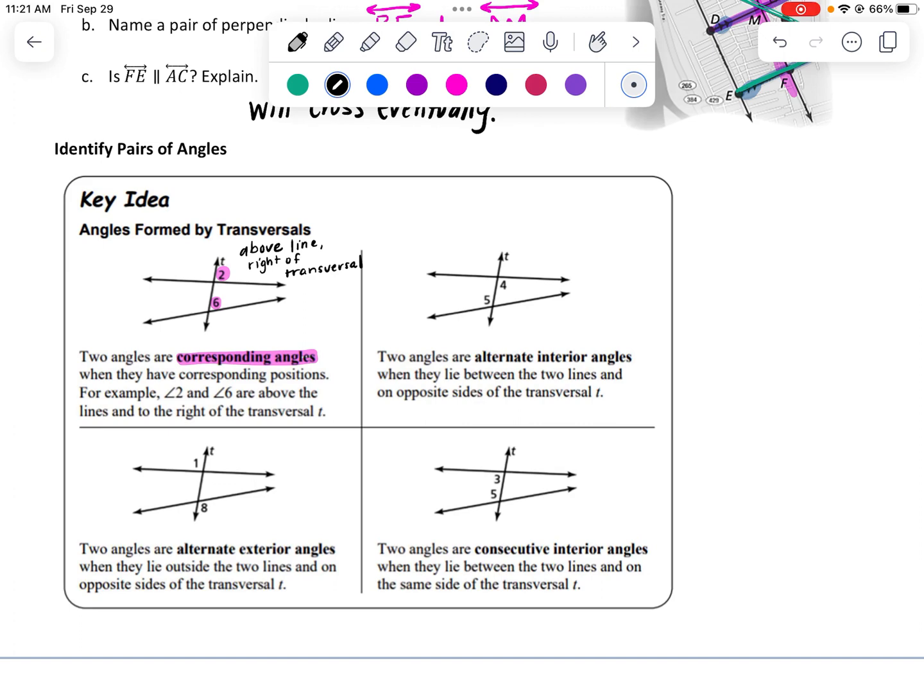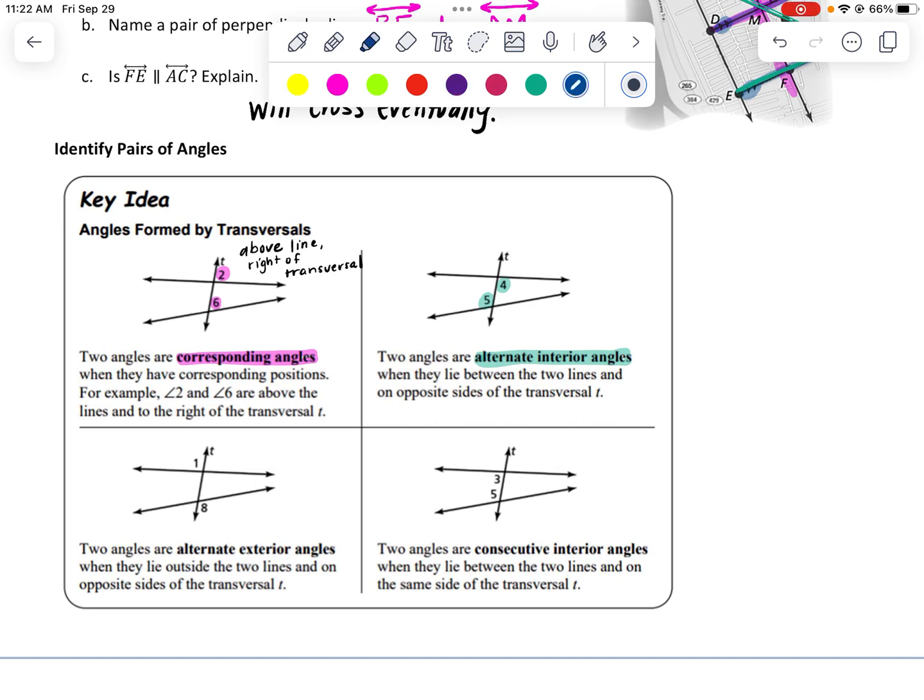The next one is alternate interior angles. Alternate means opposite sides. Interior means it's inside. So I could have them here, right? We see it 4 or 5. They could also be in those opposite diagonals. So we're giving you examples. We'll name them. We'll label them all later.